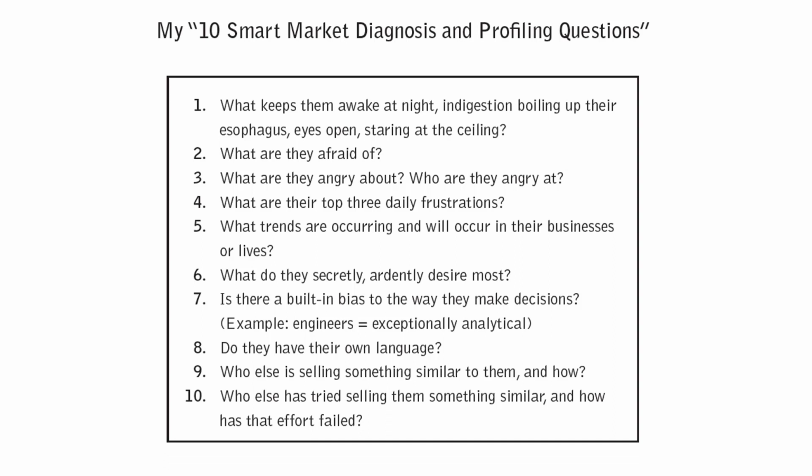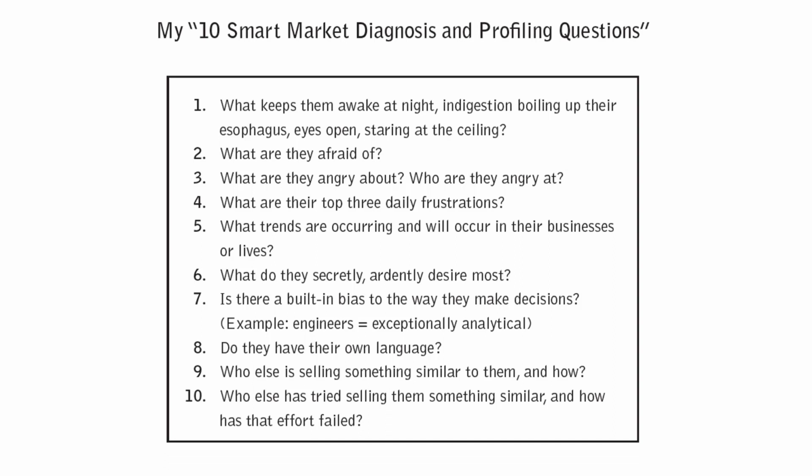What trends are occurring and will occur in their business or lives? What do they secretly or ardently desire the most? Is there a built-in bias to the way that they're making decisions? Do they have their own language? Who else is selling something similar to them and how? And who else has tried selling them something similar and how has that effort failed?